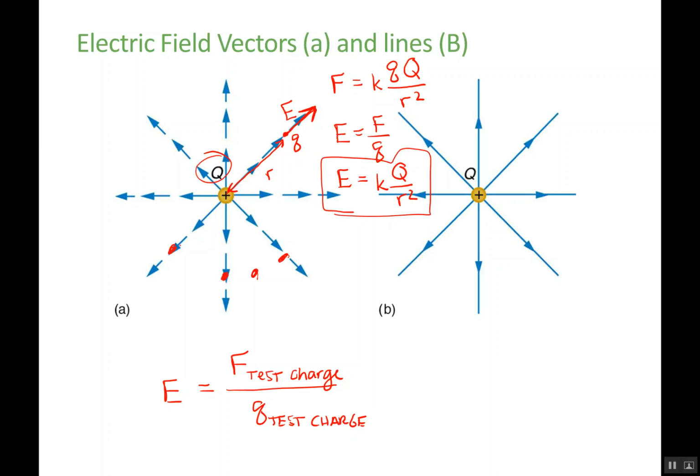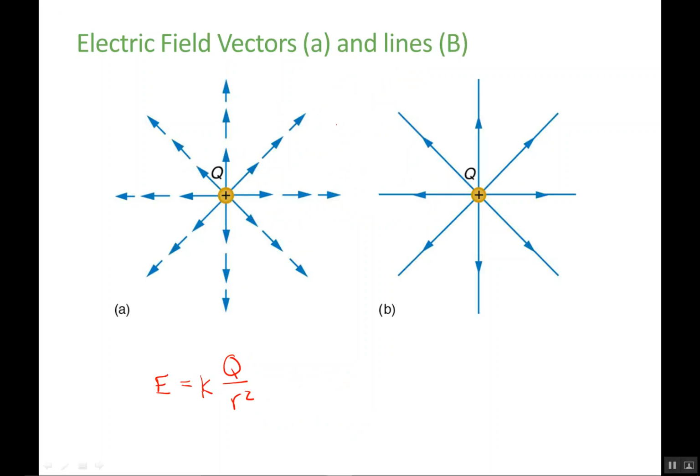So every point in space has an electric field that's being caused by this charge big Q, and you can calculate how strong the field is at every point in space using this equation, which depends on how big Q is and also how far away the points in space are from Q itself, squared. So for a point charge, we have an equation, E equals K Q over r squared, to determine the magnitude of the electric field at any point in space.